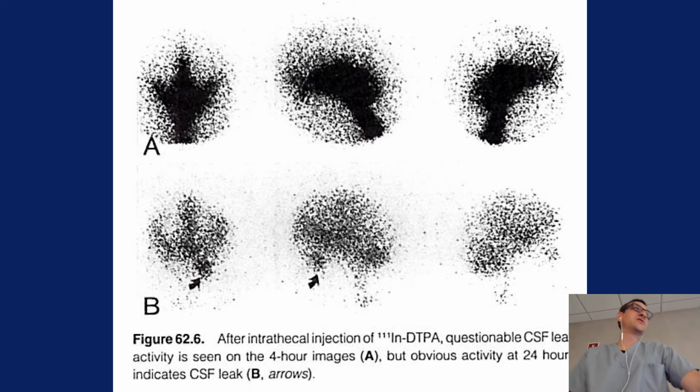These are the amazing images you can get. As you see here, it is obvious activity in B here. If you can't see it, you have failed residency. But yeah, there's a lot of dots there. I'm sorry, I don't see it very well.